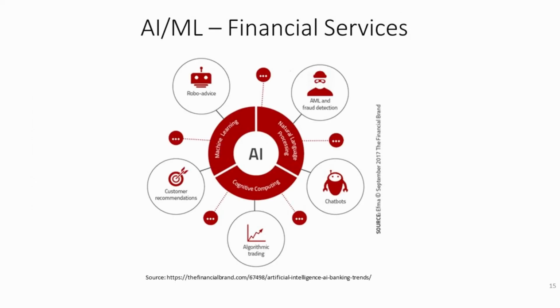Let us first look at artificial intelligence and machine learning. AI/ML is perhaps the most widely talked about technology in the context of digital transformation. This picture is drawn from a very nice article titled "How Financial Institutions Are Turning AI into ROI" by the Financial Brand. Using the components of machine learning, natural language processing and cognitive computing, there are several AI applications within banking. One is fraud detection, shown on the top right circle.